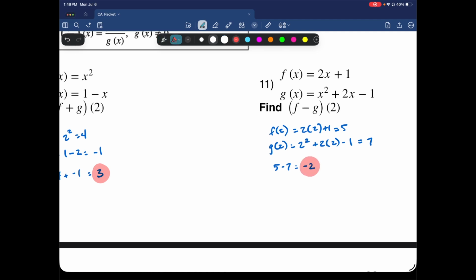So it's not big minus small or anything like that. It's the order they give you. They said f minus g, so that's what I did.